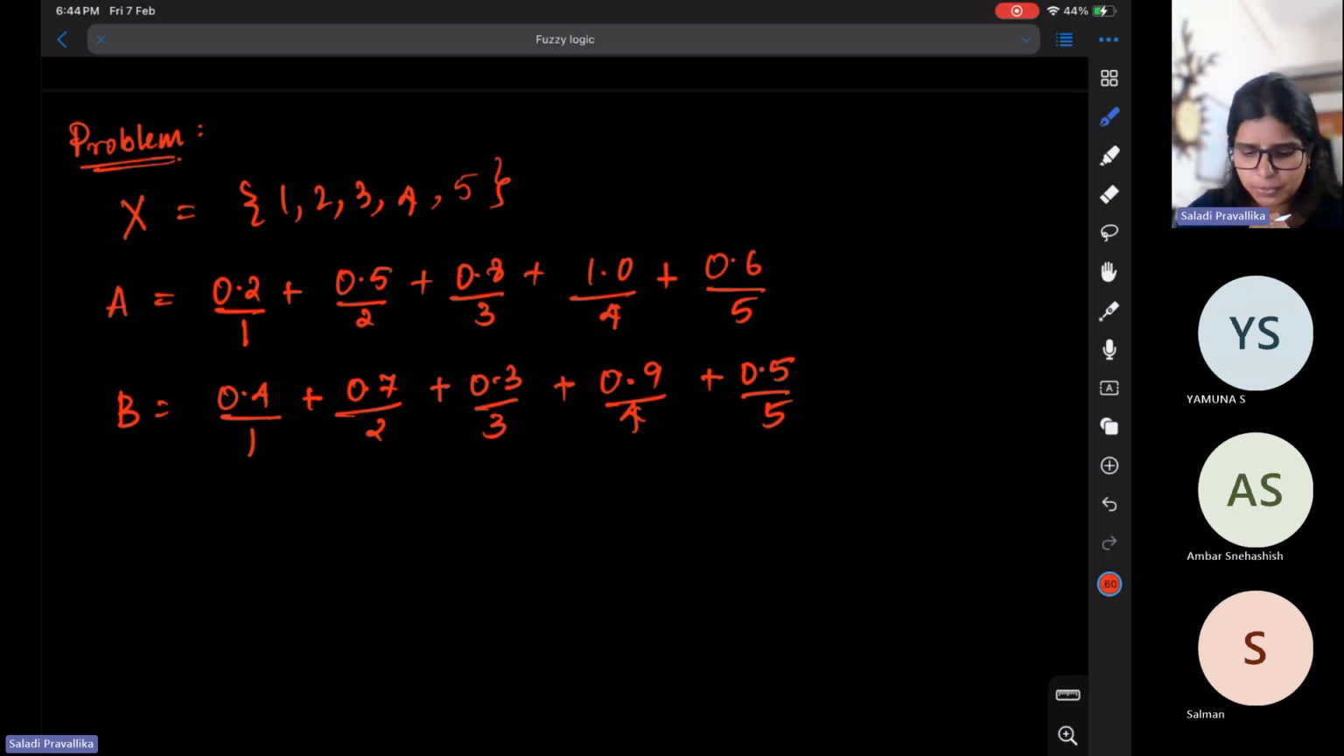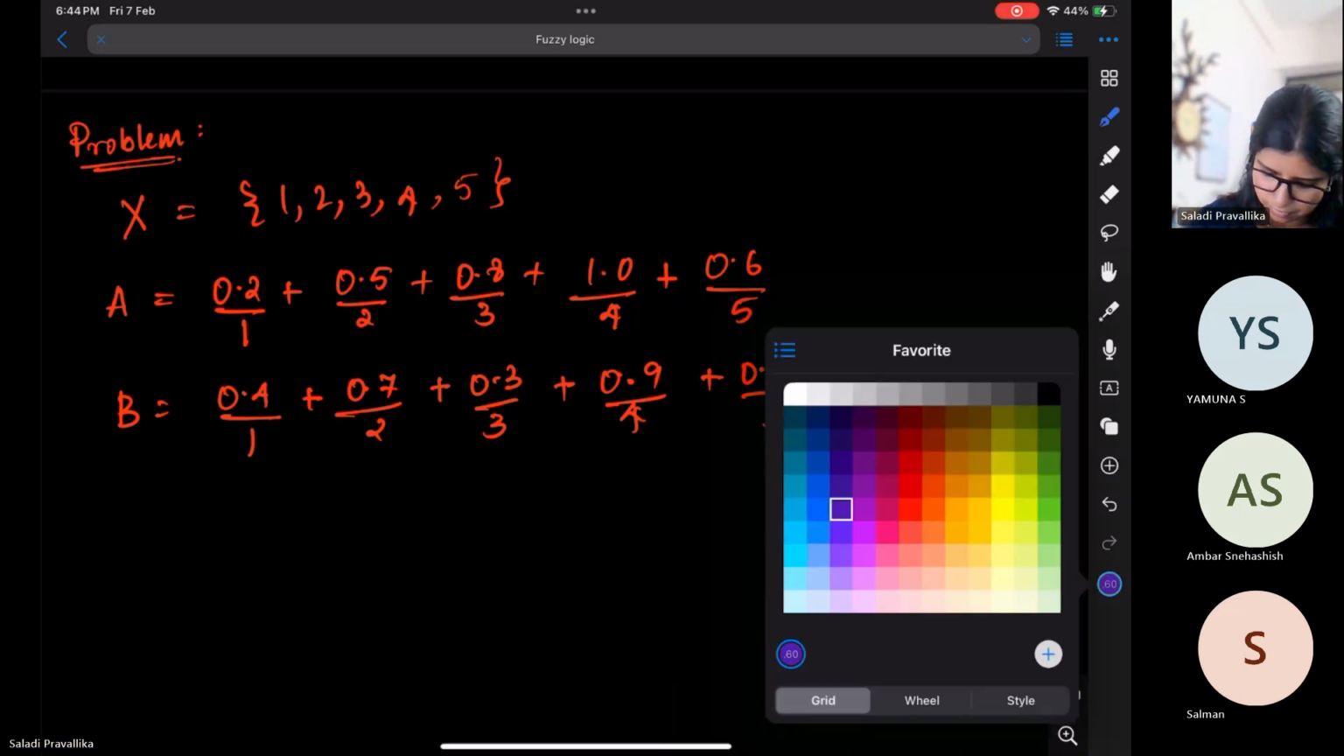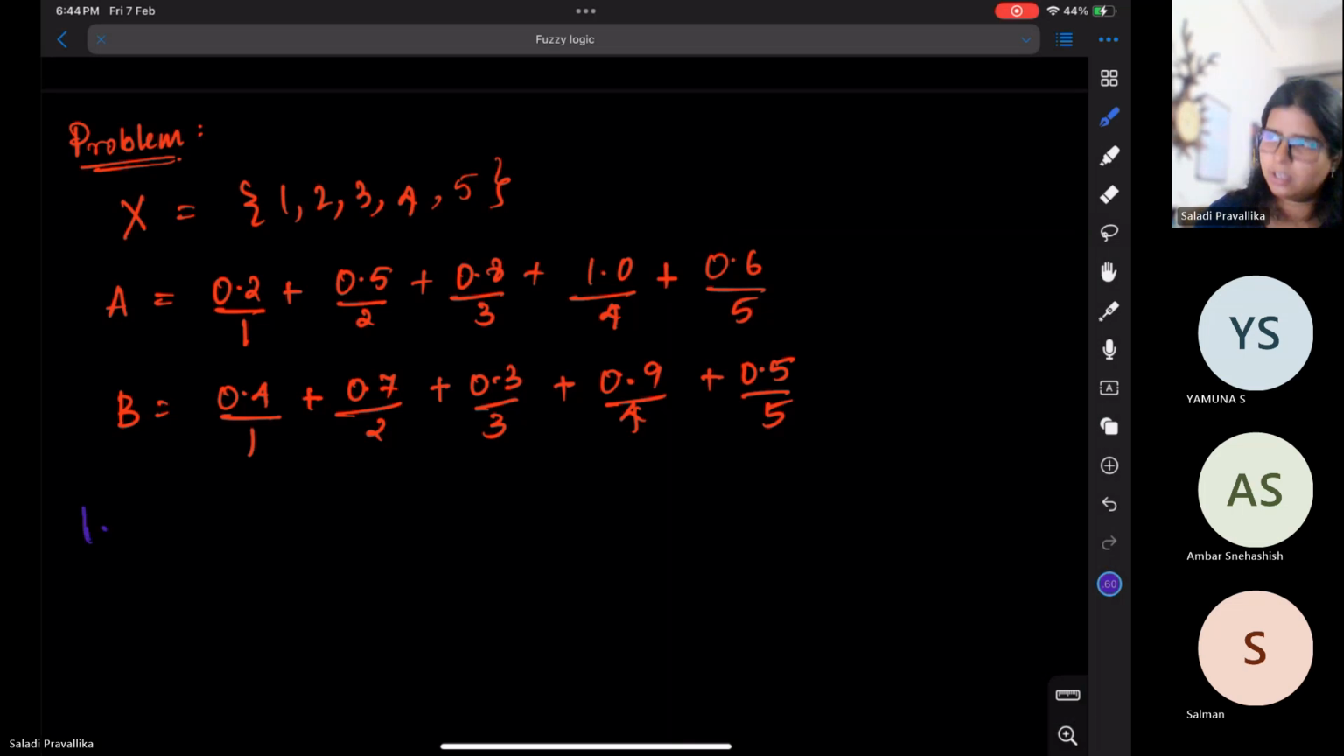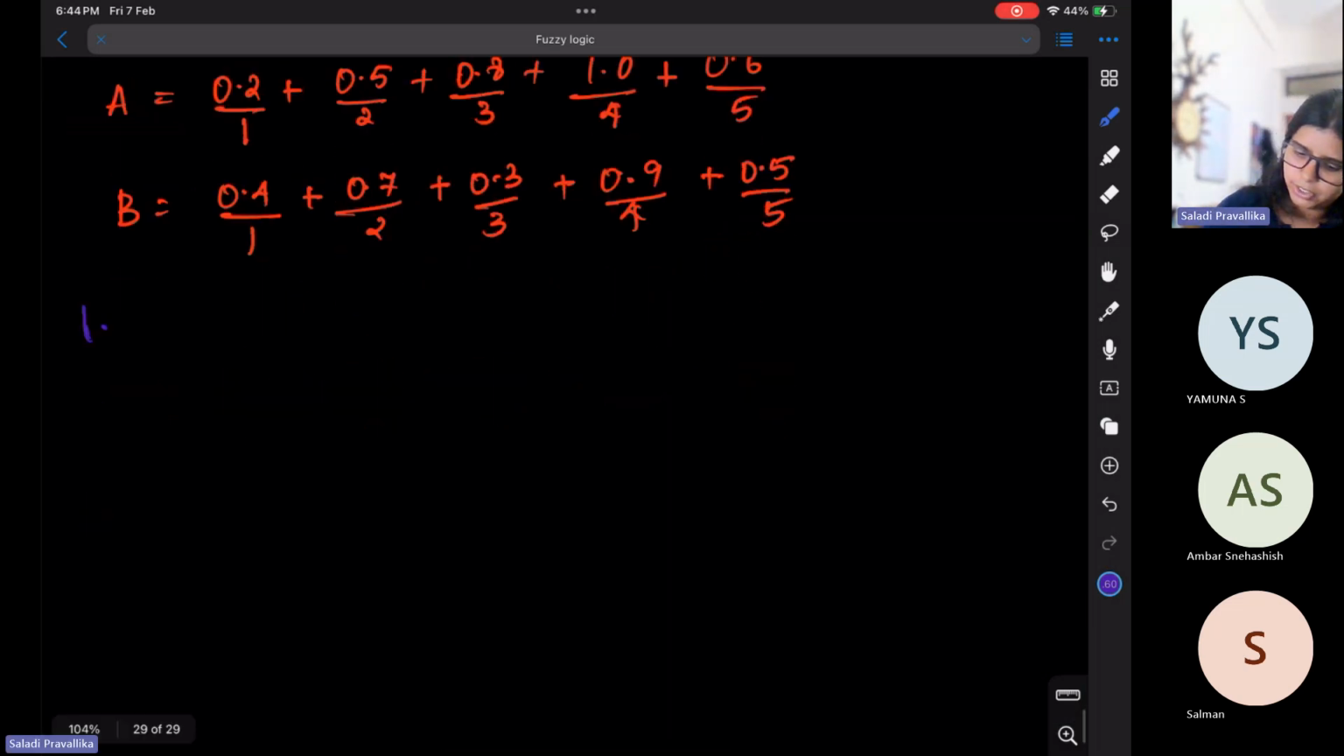So we have the universe of discourse with 5 elements: 1, 2, 3, 4, and 5. And we have two fuzzy sets with 5 elements each, and each one having its own membership function value. So the first one that we are going to look at is commutativity.